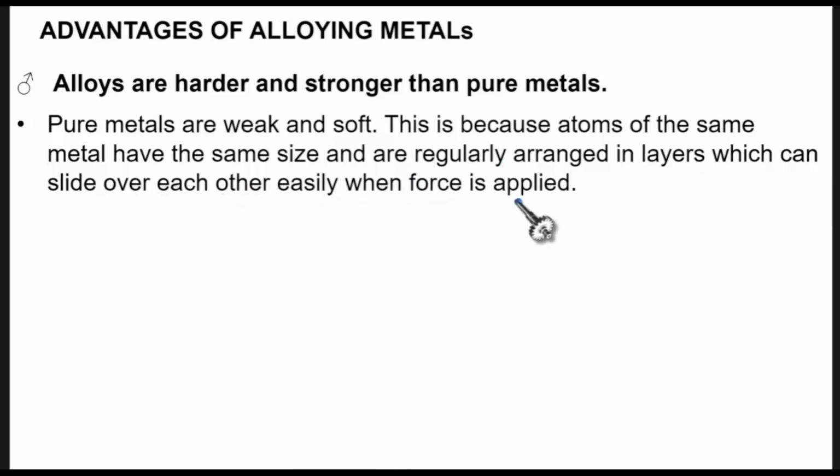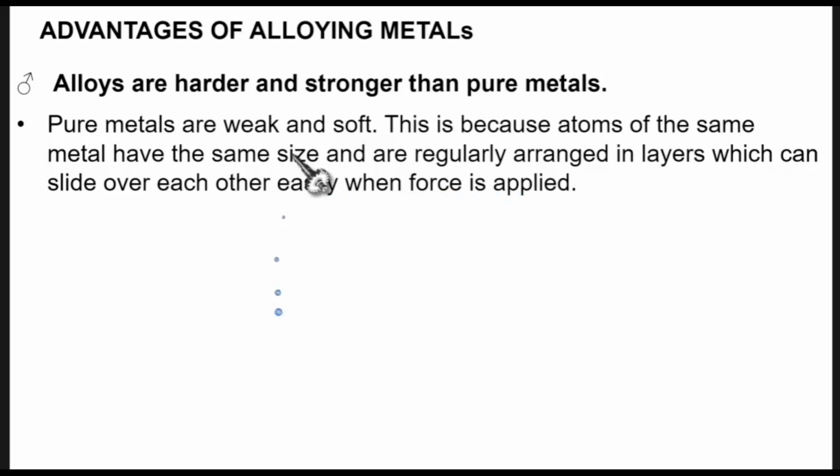The reason why alloys are harder and stronger than pure metals is this explanation, where we are saying that atoms of the same metal have the same size and are regularly arranged in layers, and these layers can slide over each other easily when a force is applied.